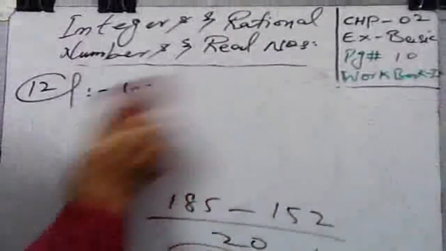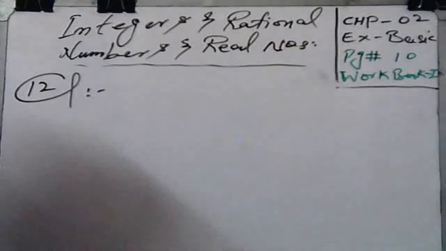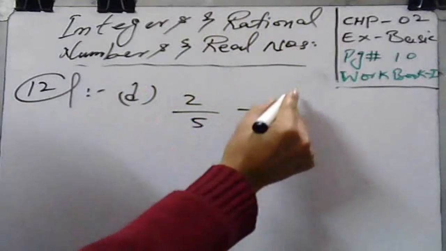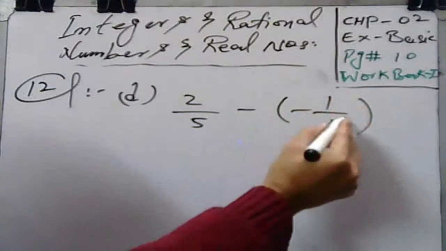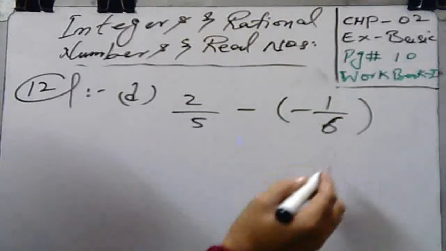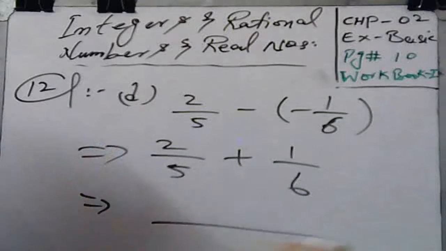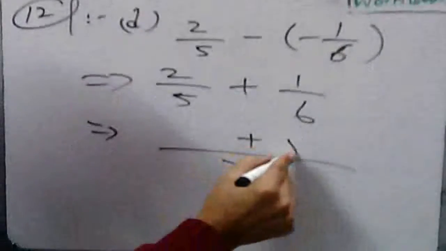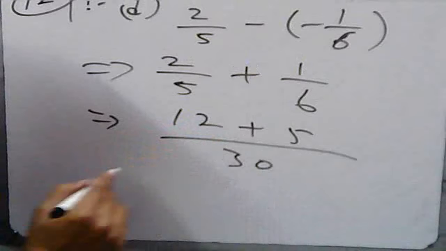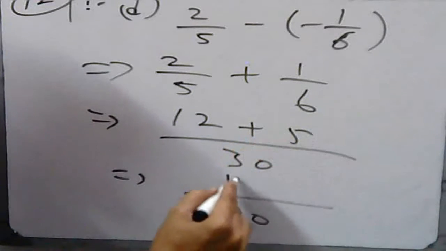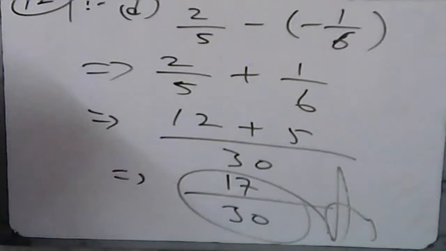Similarly, in D part, 2 by 5 plus 1 by 6, so take the LCM, 30. 5, 6, 6 2s are 12, and that is your 17, so 17 by 30.